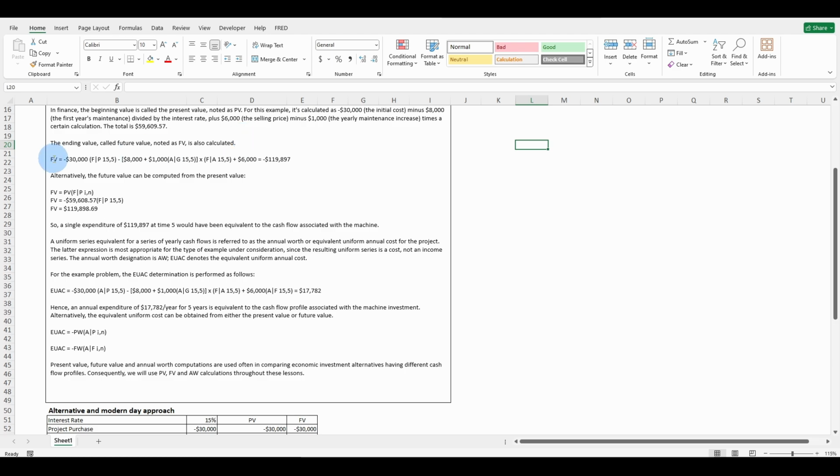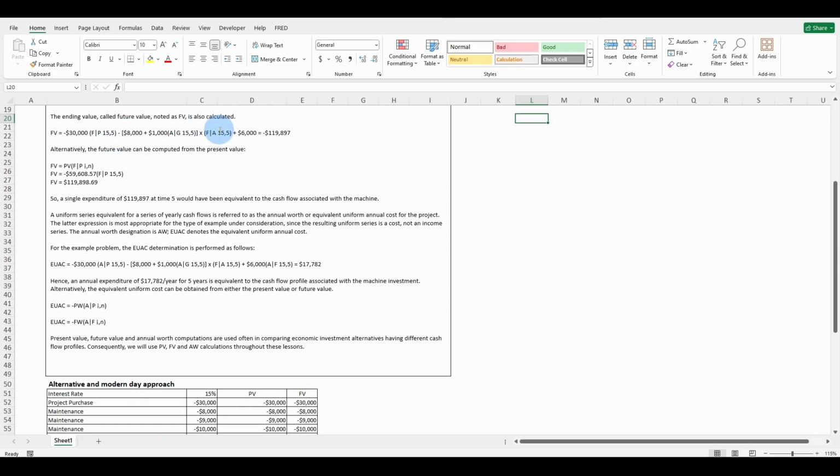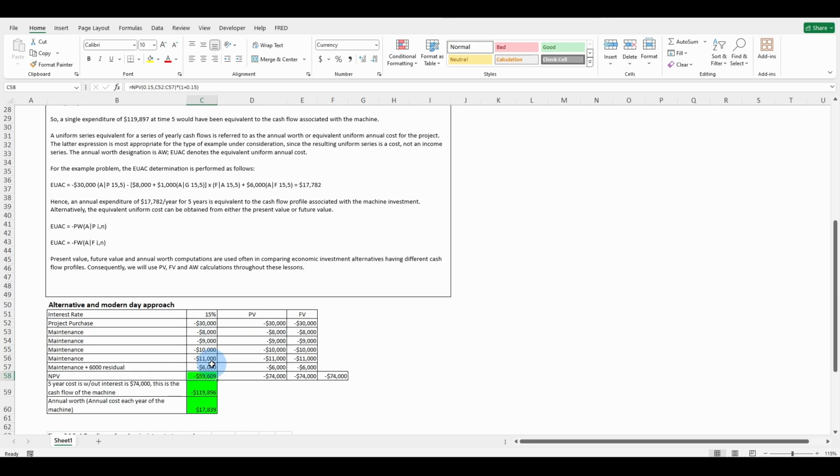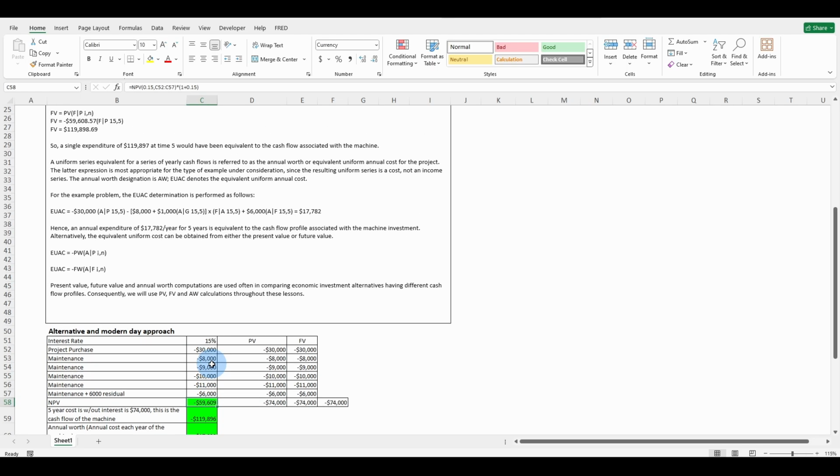I don't like this particular format. This is old school engineering, and for you engineers, I say thumbs up, but it doesn't work for me. I'm a finance guy. So I'm going to go down here, and I included what I think are more appropriate and easier to follow equations.